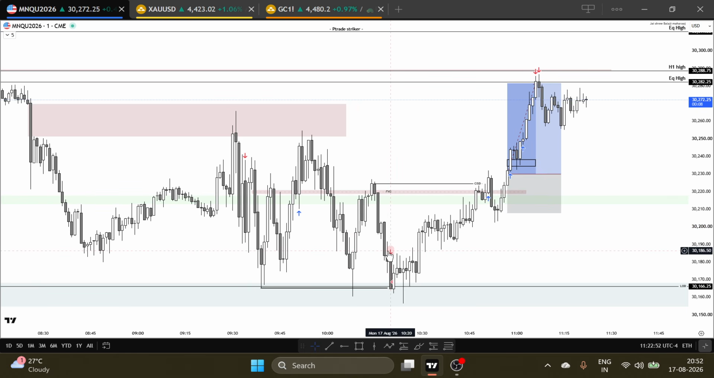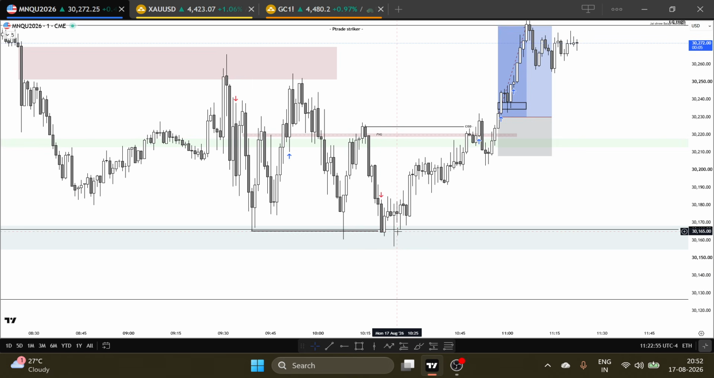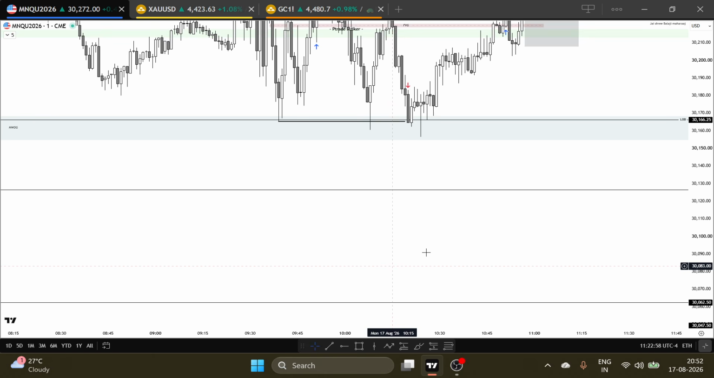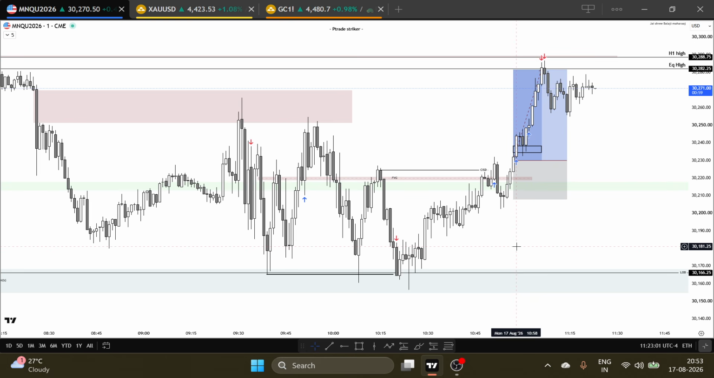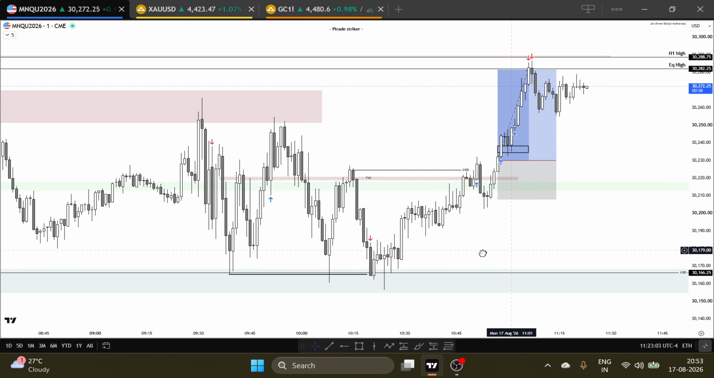I should not have taken this trade. If price respected and closed below this NWOG, or this fair value gap, then maybe I should have gone for a sell, but there's no need to take this trade.